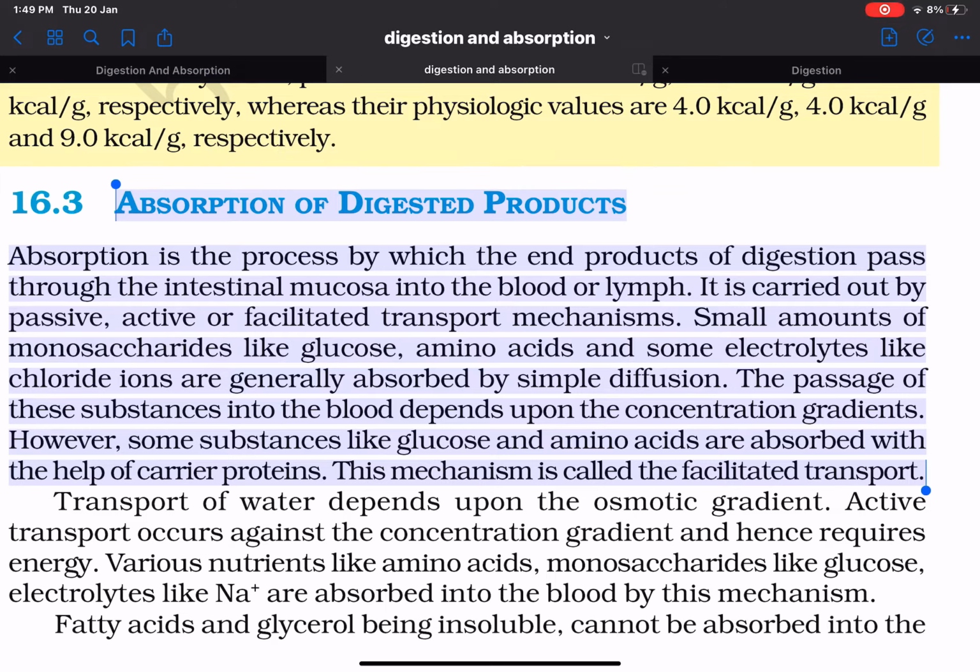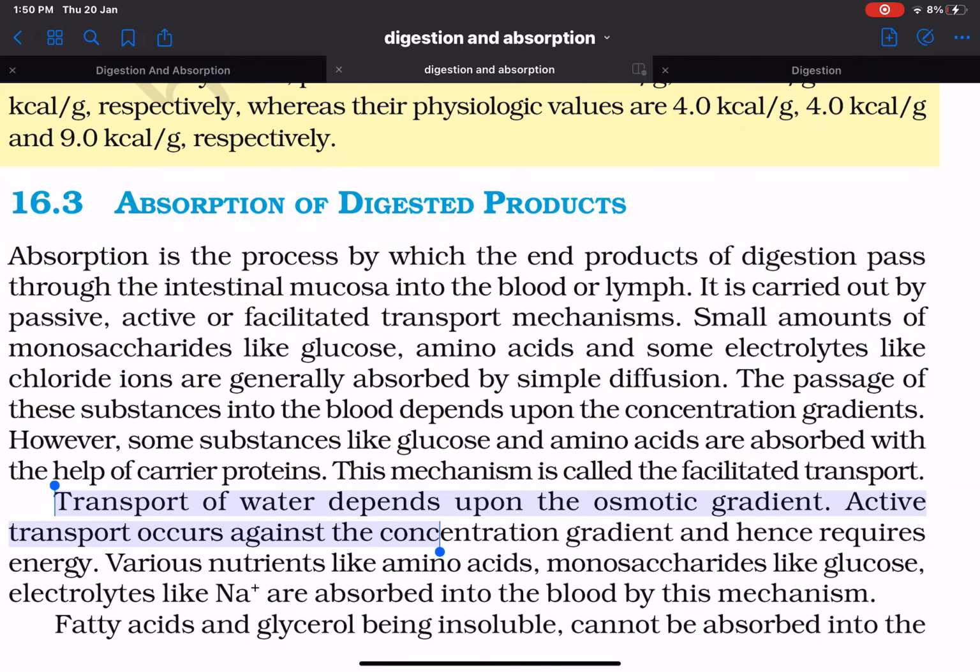Absorption of digested products. Absorption is the process by which the end products of digestion pass through the intestinal mucosa into the blood or lymph. It is carried out by passive, active or facilitated transport mechanisms. Small amounts of monosaccharides like glucose, amino acids and some electrolytes like chloride ions are generally absorbed by simple diffusion. The passage of these substances into the blood depends upon the concentration gradients. However, some substances like glucose and amino acids are absorbed with the help of carrier proteins. This mechanism is called facilitated transport.